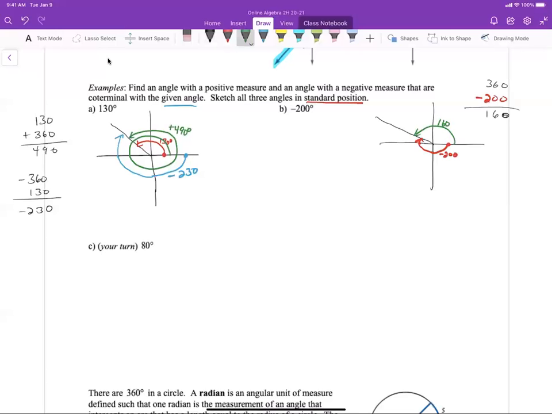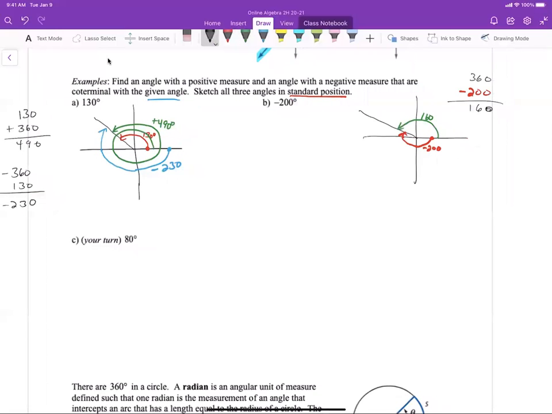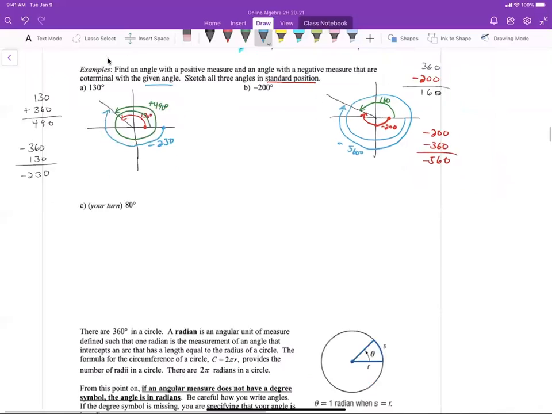That's 160. And then if I take my negative 200 and add a negative 360 to it, so we'll just add and keep the negative sign. That'll give me negative 560. And I'll do that one in blue. I have to go, there's minus 300, and there will be minus 560. They will all have the same terminal ends. They're multiples of 360. All right, why don't you try one yourself?